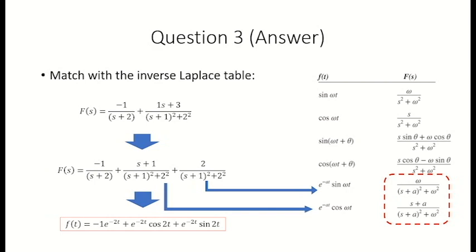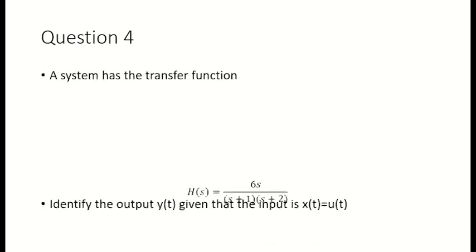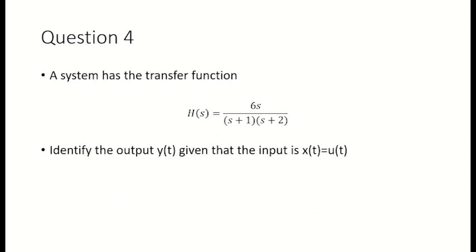Okay, last question. You basically need to identify the output y of t given the transfer function H of s and the input u of t. Now you have to dissect the problem. The output you want is y of t. Your input is also in the time domain, which is u of t, but your transfer function is in the s domain, H of s.